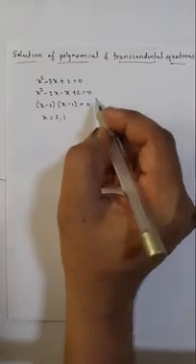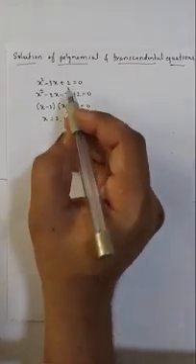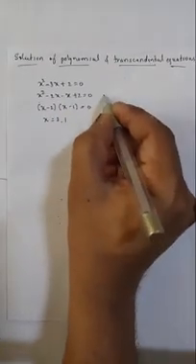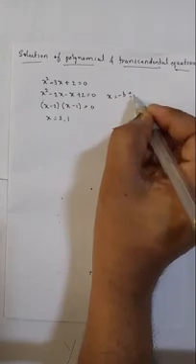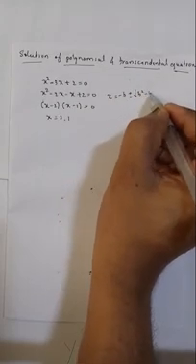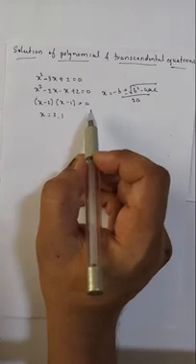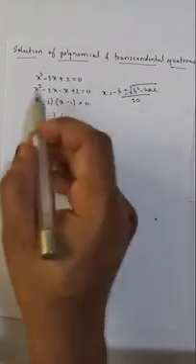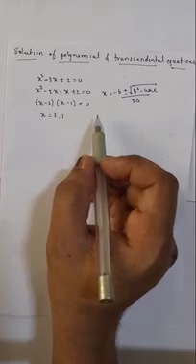Okay, sometimes if the factorization is not possible for a given polynomial, then we use the formula x equal to minus b plus or minus square root of b square minus 4ac, divided by 2a. By using this formula we can find the value of x. These methods are the analytical methods, that is, the basic methods.